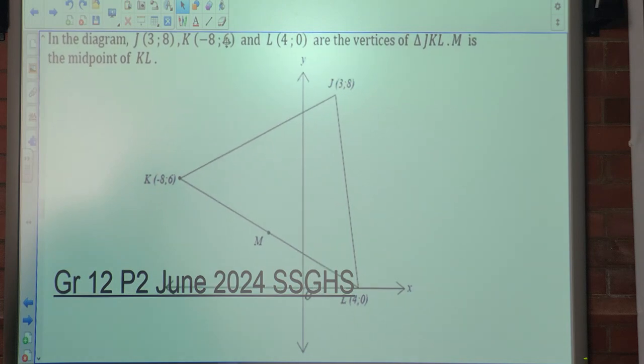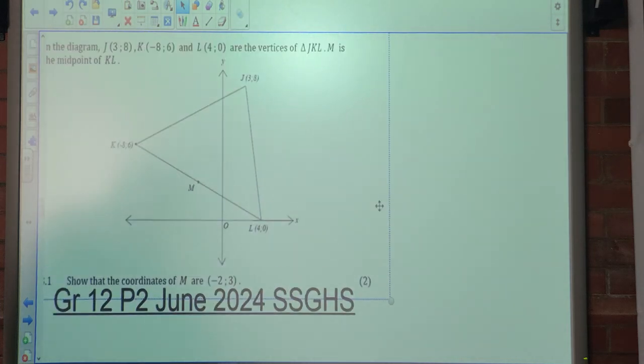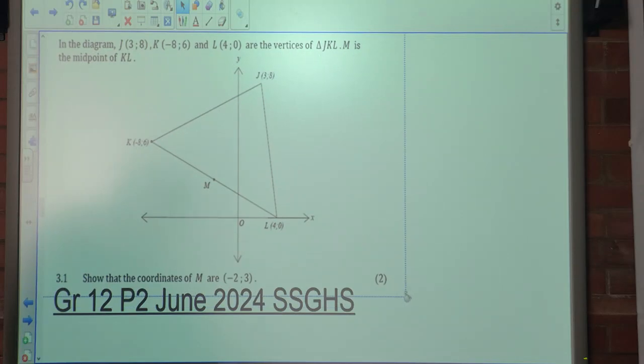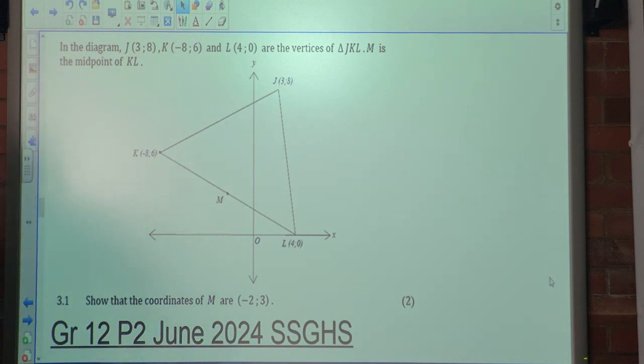The question says in the diagram J, which is 3 and 8, K, which is negative 8 and 6, L, which is 4 and 0, are vertices of triangle JKL. M is the midpoint of KL. Show that the coordinates of M is given that. Okay.